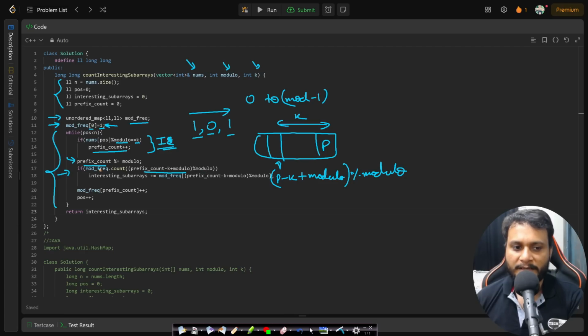If this is already seen, then this means at least one interesting subarray ends at the current index, right? And the frequency of how many times you have seen the target sum on the left side will be added to the interesting subarrays. And after that, whatever happens, we will be incrementing the prefix sum frequency and going to the next position, right? After parsing everything, we return the total number of interesting subarrays. So I think this is simple to understand.